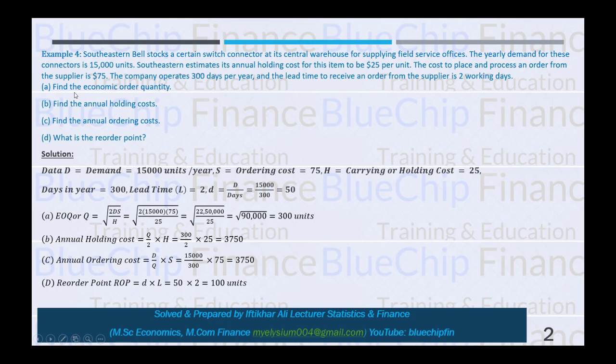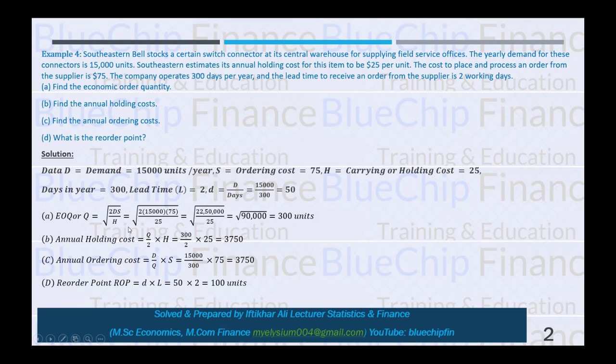So first of all, we calculate the economic order quantity, which is equal to the square root of 2DS divided by H. So 2 multiplied by D, D is your demand, 15,000, and S is your ordering cost, that is 75, divided by H. H is your holding cost, that is 25, and finally after the calculation of this equation, the answer is 300 units. So economic order quantity or simply Q is 300 units.